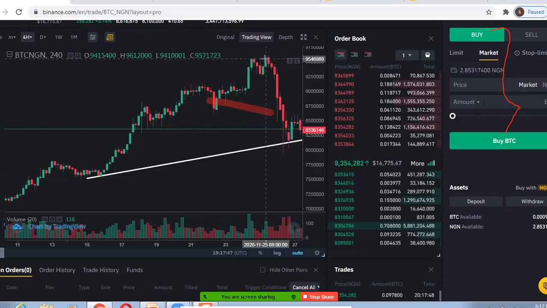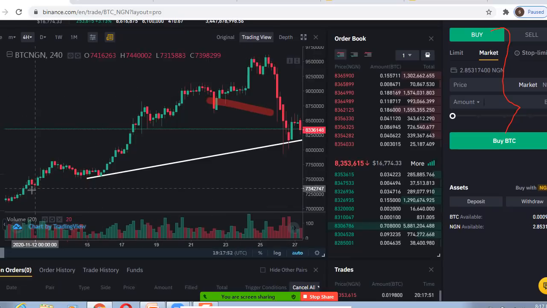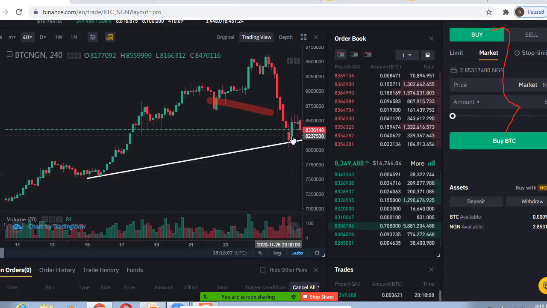When it's at the top here, it's not advisable for you to buy because price has been moving right up. Where were you when price was moving from here up to this point? If you are buying here, you're actually buying late. That's why some people that bought Bitcoin here are already in loss, because price has dropped going down against them.